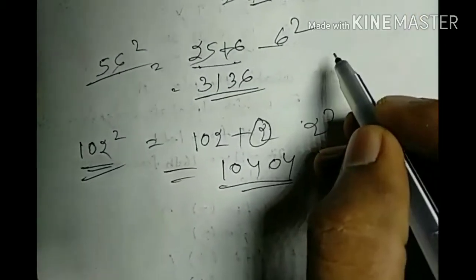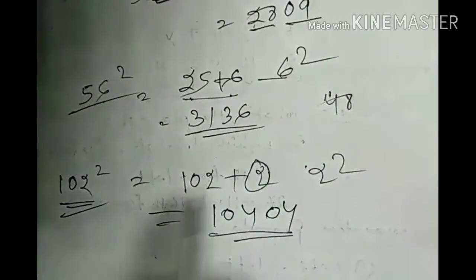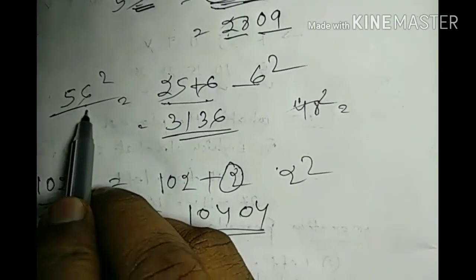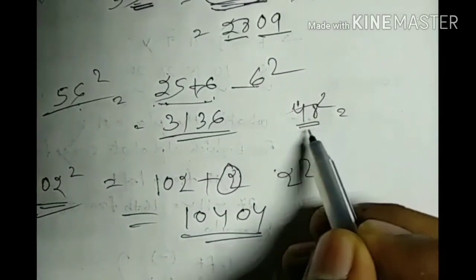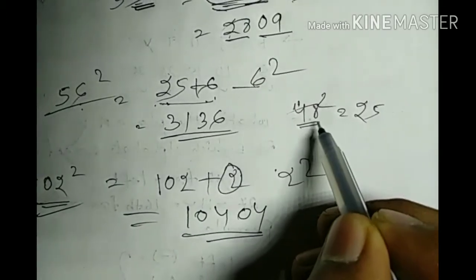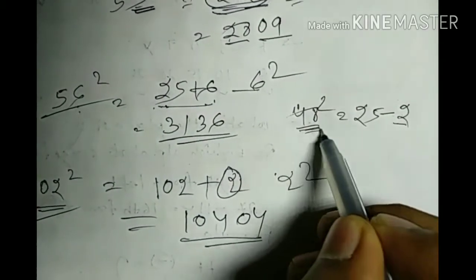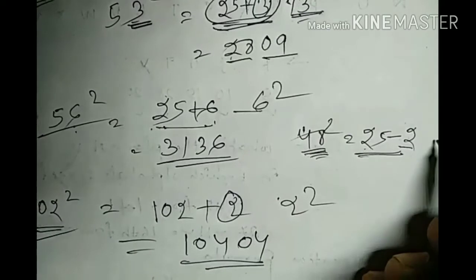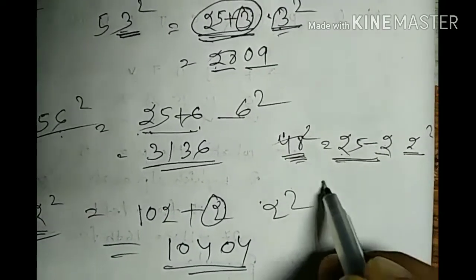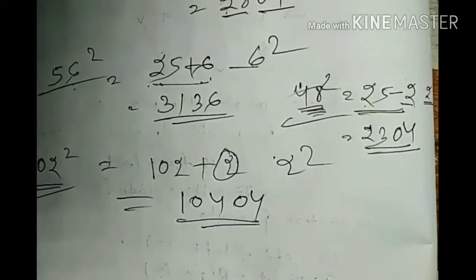Another example, where the number is less than 50. Take an example, 48 square. Here when the number is less than 50, we subtract the difference from 25. The number 2 is less than 50, so we subtract 2 from 25, and in the second place the square of 2. So here we get 23, and the square of 2 is 04. Here is the answer of 48 square.